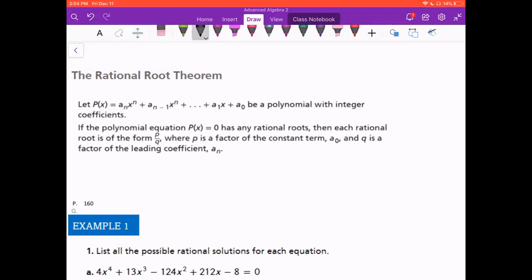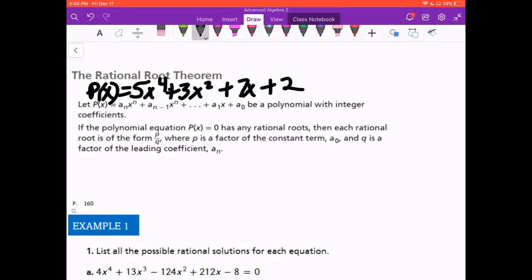So let's just make up a polynomial. Let's say p of x equals 5x to the 4th plus 3x squared plus 7x plus 2. Okay, so just say you have a polynomial. The coefficients are integers, so coefficient here, coefficient there, and coefficient there. Those need to be integers, which means they're positive and negative whole numbers. If the polynomial equation equals 0, so if you set it to 0, if it has any rational roots, then each rational root is of the form p over q, where p is a factor of the constant term a sub 0, and q is a factor of the term a sub n.